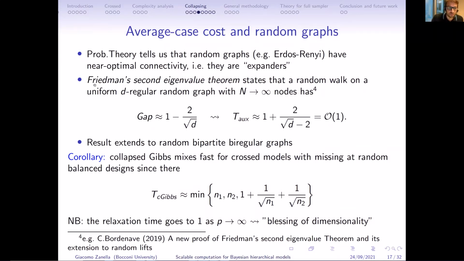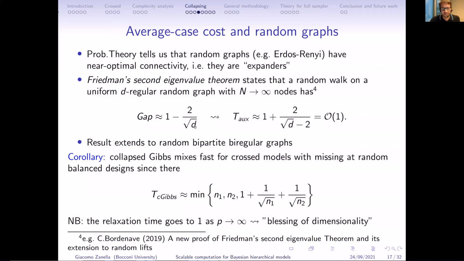In particular, there's a result called Friedman's second eigenvalue theorem, or Alon's conjecture, which states that if you have a random walk on a uniform d-regular random graph, which is similar but not equivalent to an Erdos-Renyi construction, and you have a very large number of nodes, then your spectral gap, remember that a large spectral gap means a fast mixing chain, will be of order 1 minus 2 over square root of d, where d is the degree of the graph. It's really remarkable that if you keep d fixed and send n to infinity, the gap doesn't go to 0. And if you increase d, the gap goes to 1.